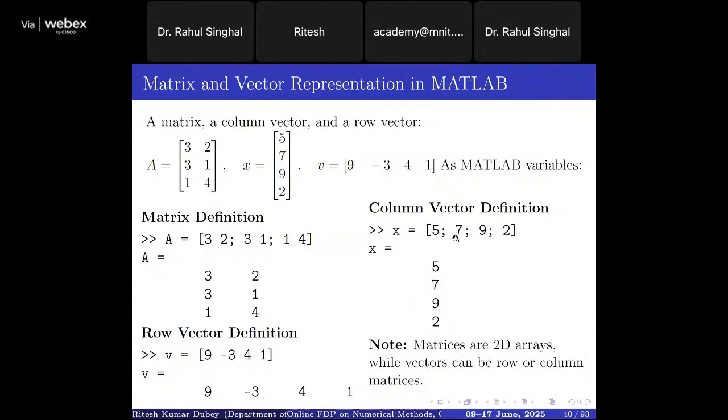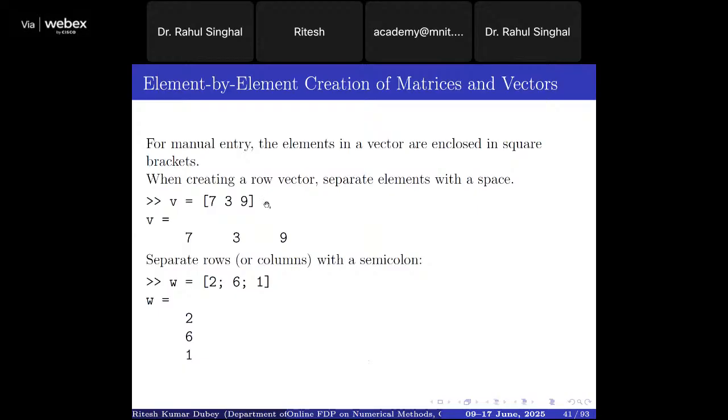So like this you can define your column vector, and a row vector as well, you just write it in the square brackets. I forgot to mention that you have to use this square bracket notation in MATLAB to define a matrix or vector. So this is the way you can define them. Then there are operations. You can manually define.